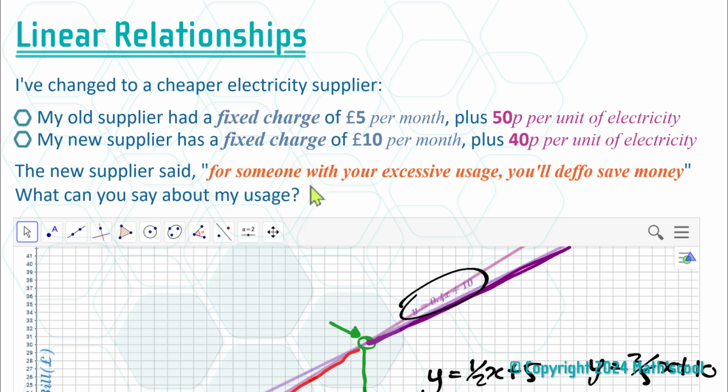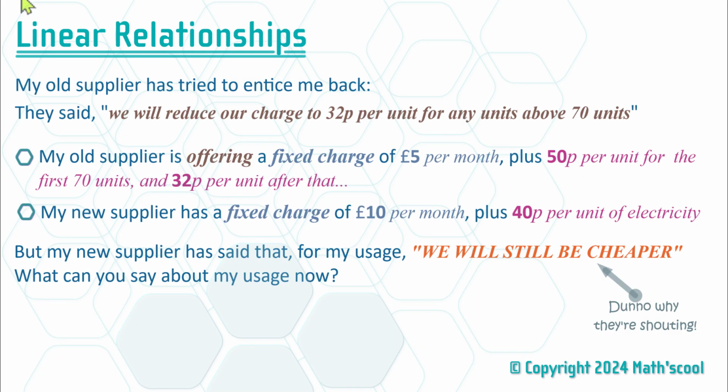The new supplier said for someone with your excessive usage, you'll definitely save money. So you can say that my usage is greater than 50. It's greater than 50. I think it's a lot greater than 50 because they said with your excessive usage. So I think it's a lot greater than 50. Okay. My old supplier has tried to entice me back. This is what they've said. We will reduce our charge to 32p per unit for any units above 70 units.